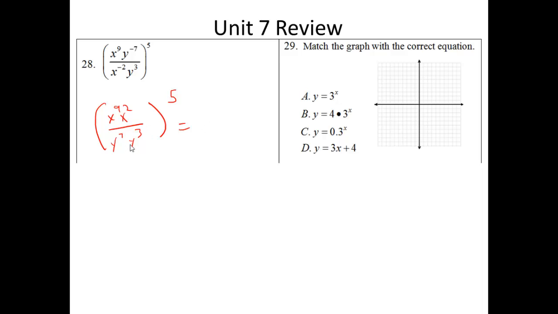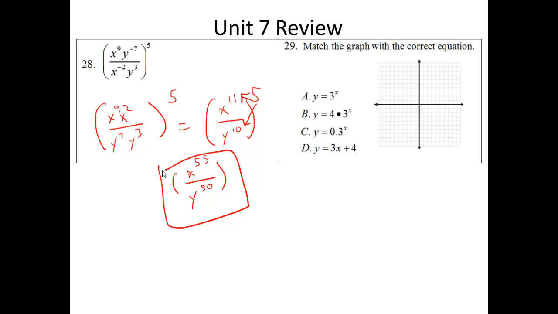I'm going to combine my x's and my y's. So I have x to the 11th over y to the 10th. And now I'll distribute my 5. Now remember, not only do I distribute to the top one, but I also have to distribute to the bottom one. So we have x to the 55th power over y to the 50th power. And that is my answer there.